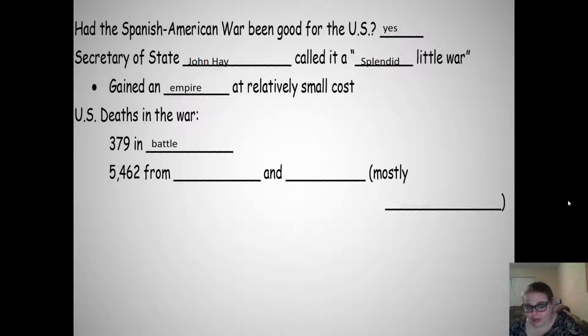379 died from battle. That is, either they were killed on the battlefield or they received a wound in battle that then caused them to die later. But 5,462 are going to die from disease and other types of infections. Most of these are going to be yellow fever. You do have some dysentery and some malaria thrown in there just for fun. But most of the diseases that are going to kill people are yellow fever.